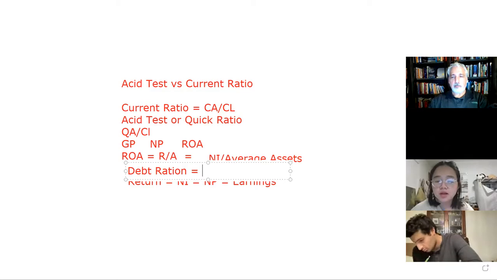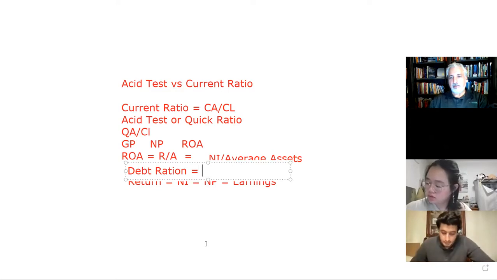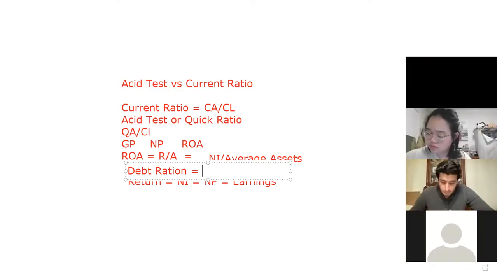Robert or Adam, come on down. How do you calculate a debt ratio? Sammy, any idea? Total liabilities over total assets. Total liabilities over total assets, bingo.